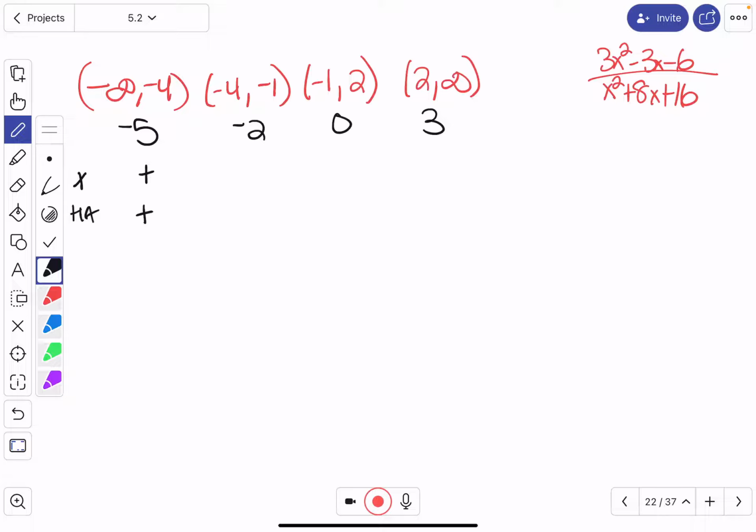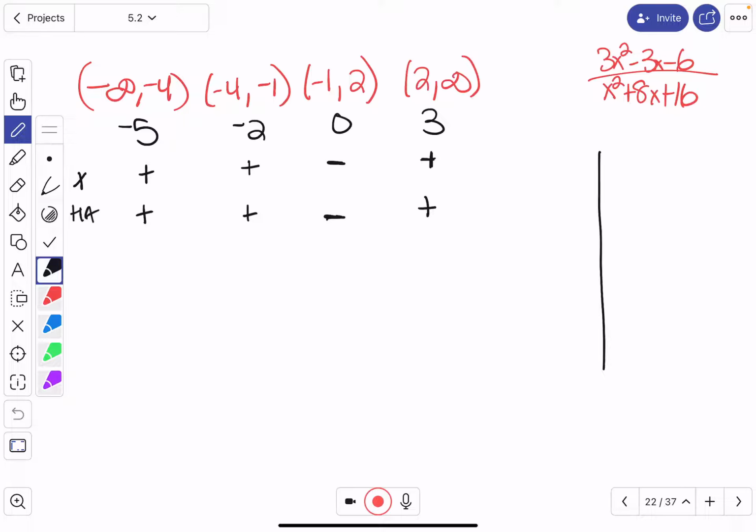Plug -2 in, we get 3. So that's above the x-axis, above the asymptote. Did I do that right? -1 and 2, yep. Okay. 0, we get -0.375. And then 3, we get positive 0.24. So I just want to check that again. 3x squared minus 3x. Okay.